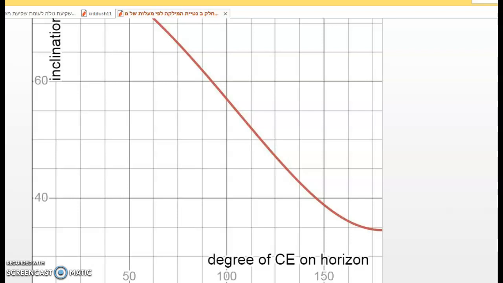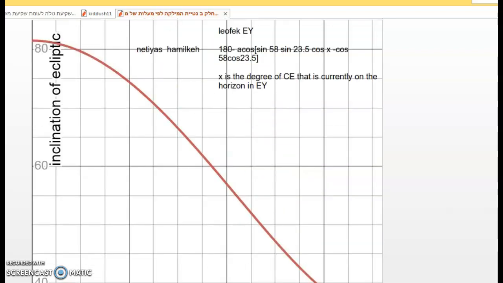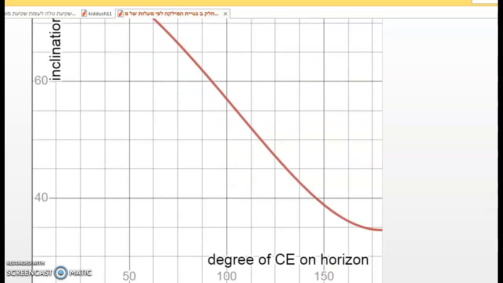The second thing that's dependent on this is that at each given moment when a certain part of the celestial equator is hitting the horizon, we can figure out what is the inclination of the ecliptic at that time. As we see here, in the beginning, this is 0, 10, 20, 30, it's divided by 100, 1, 2, 3, 4. That's how it's divided into 4 parts.